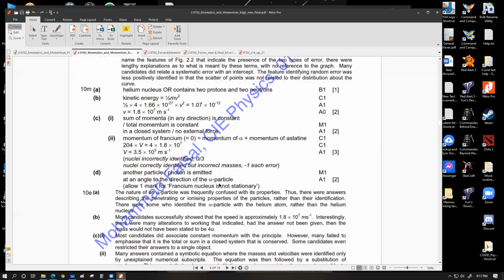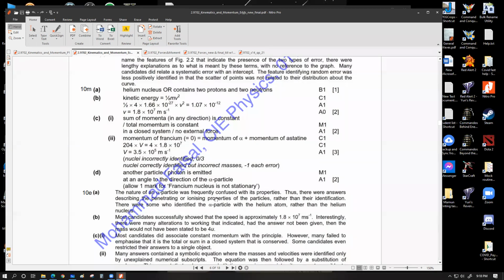If I was writing this, I would write that at an angle. I would have done so in this way: another particle is emitted from the breakdown, whose velocity is not in the direction of the alpha particle or the acetylene nucleus. I would mention both of them, that the velocity of the third particle is not aligned with either of them. That would basically score this whole mark as well, because they only mention that it is produced at some angle with the alpha particle, but that would also make an angle with the Francium nucleus as well, not only with the alpha particle.